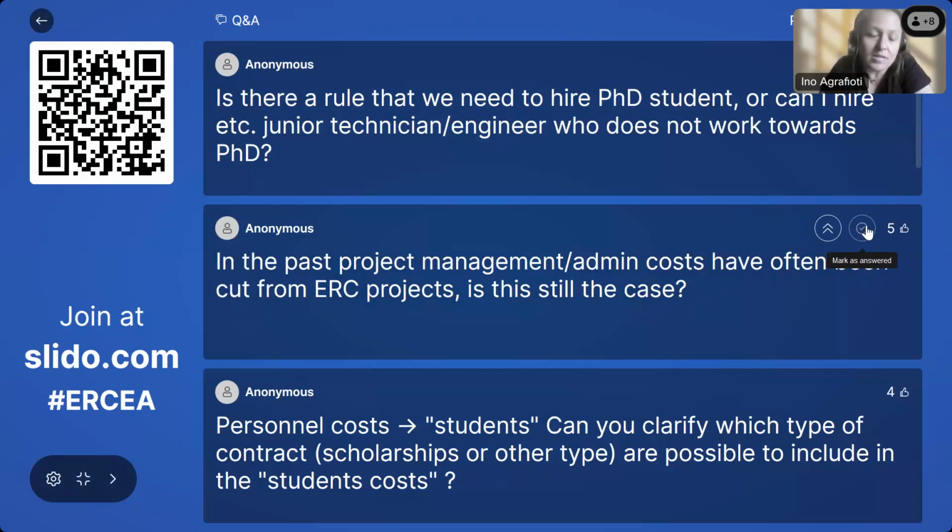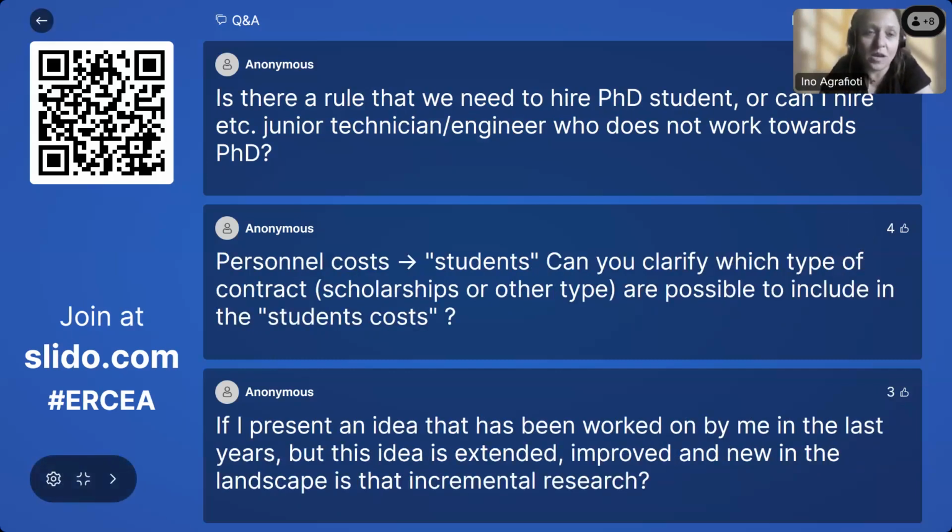And as long as they are within the maximum, I think you should put it, because you should spend your time doing research rather than administration. Very clear. Then is there a rule that we need to hire a PhD student, or can I hire a junior technician or engineer who does not work towards their PhD? David?